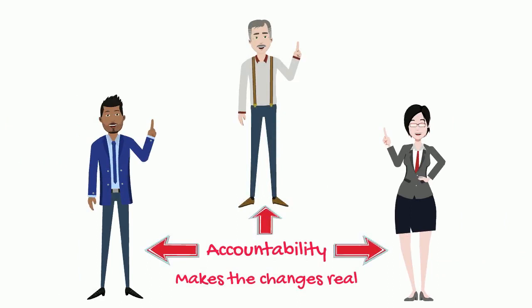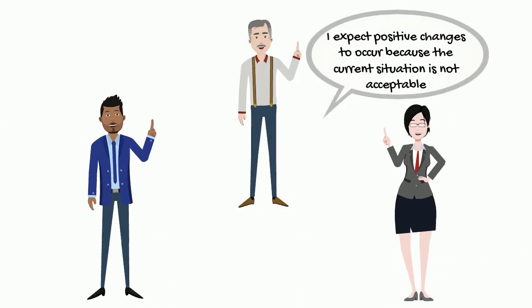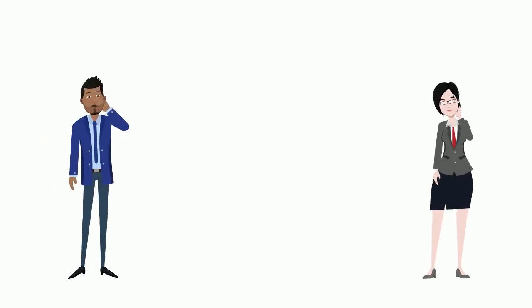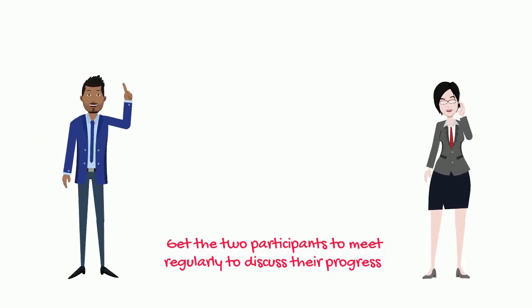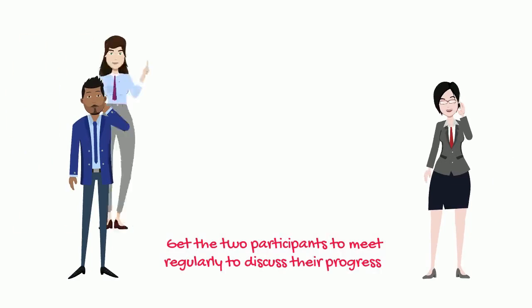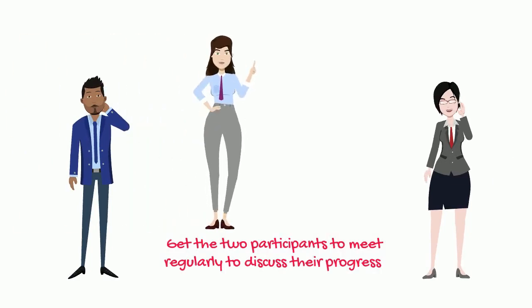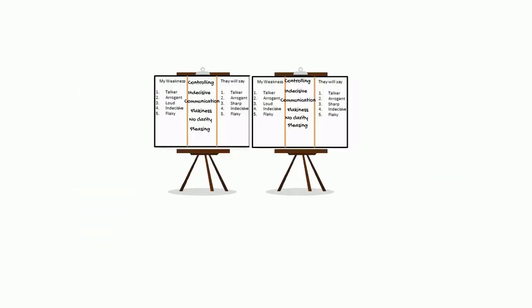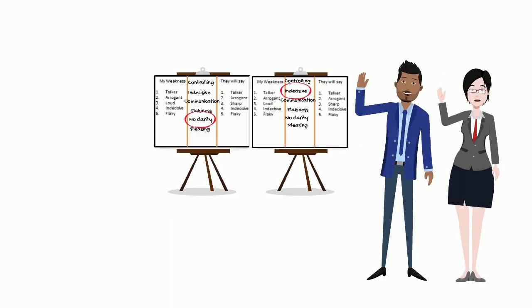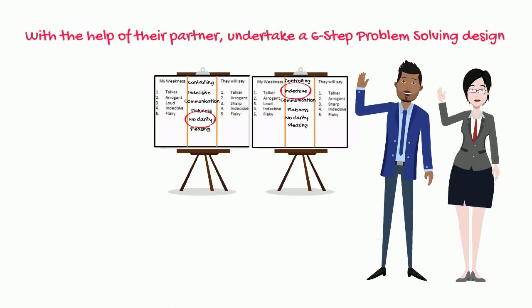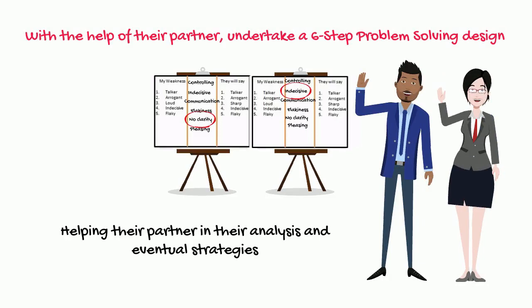The boss also has the authority to suggest that they expect positive changes to occur because the current situation is not acceptable. As part of their agreed strategy, get the two participants to meet regularly to discuss their progress. The facilitator can also continue meeting with them and support their commitment to change. It is also possible for each participant to take an area of development and, with the help of their partner, undertake a 6-step problem-solving design, helping their partner in their analysis and eventual strategies.